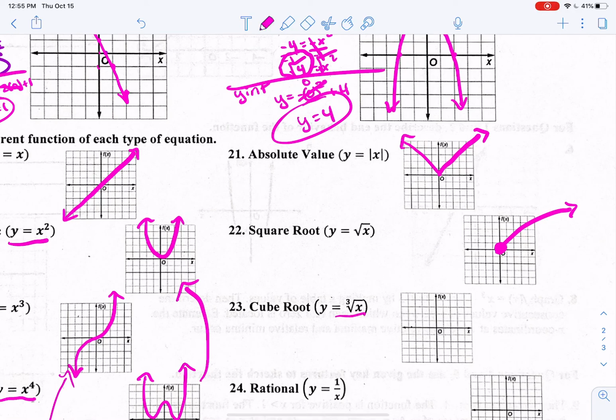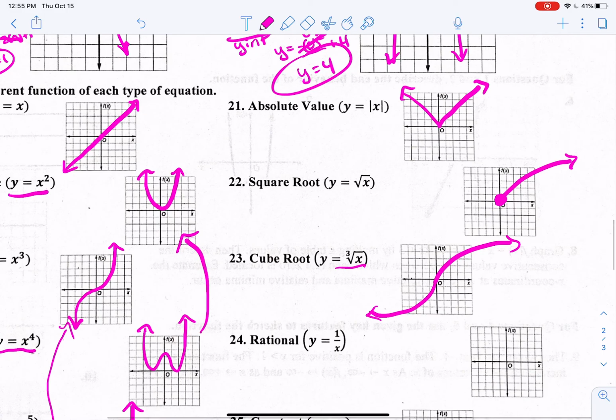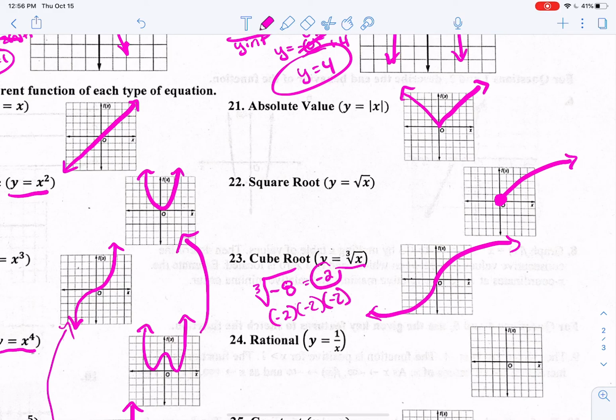An x cubed function, he starts here and he goes forever this direction, and then he starts and goes this direction forever as well. Because with an x cubed, you can have a negative inside. I always use the example of negative 8. The cube root of negative 8 is asking, what do you take times itself 3 times to get negative 8? Well, negative 2 times negative 2 times negative 2 will give you negative 8. So the cube root of negative 8 is negative 2. That's kind of how that works out. So you can take the cube root of a negative number, and that's why he's allowed to go back that direction.